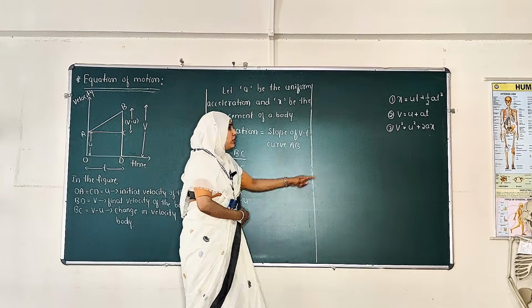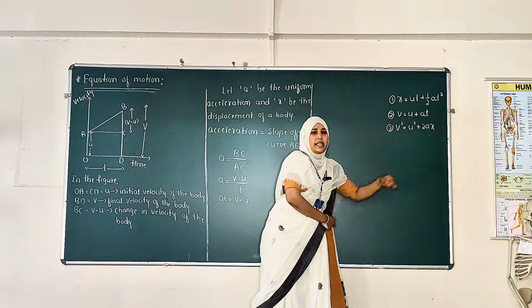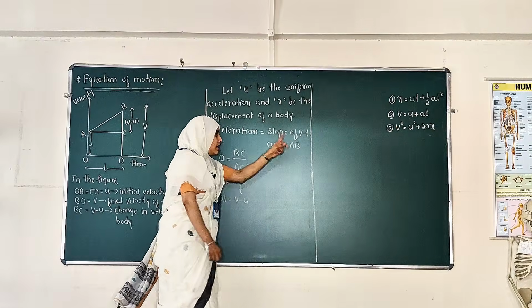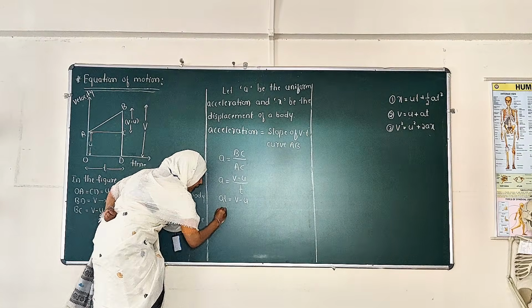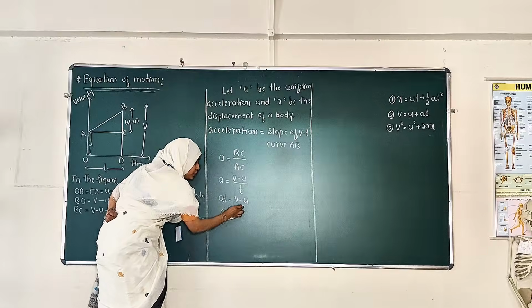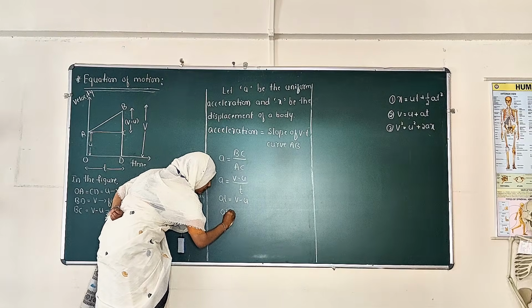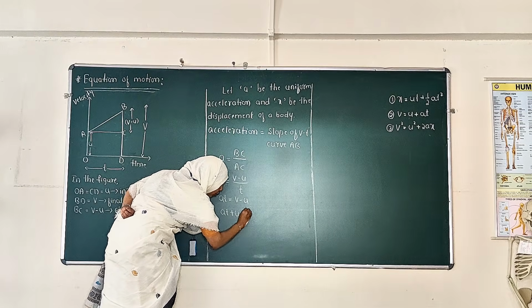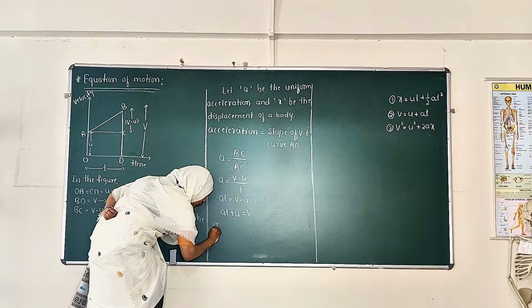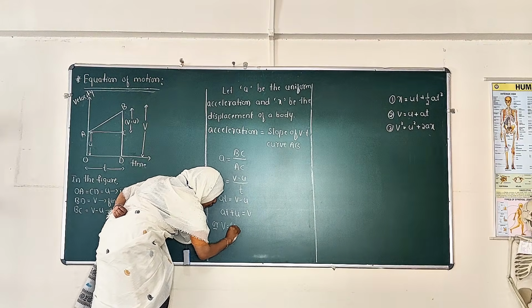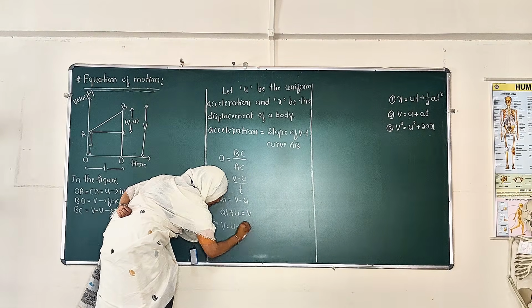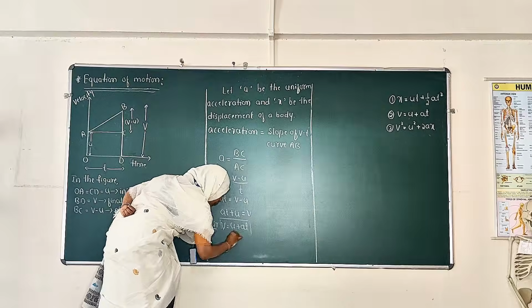What equation do we want? V is equal to U plus AT. Then arrange this in the same form. Then AT written as it is. Shift minus U to the LHS. It is plus U, which is equal to V. Or we may write V is equal to U plus AT. This is the second equation of motion which we want.